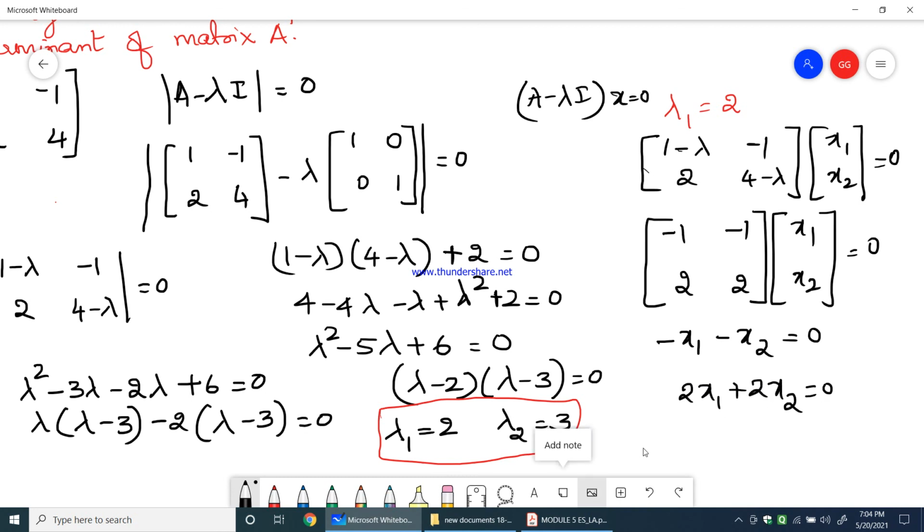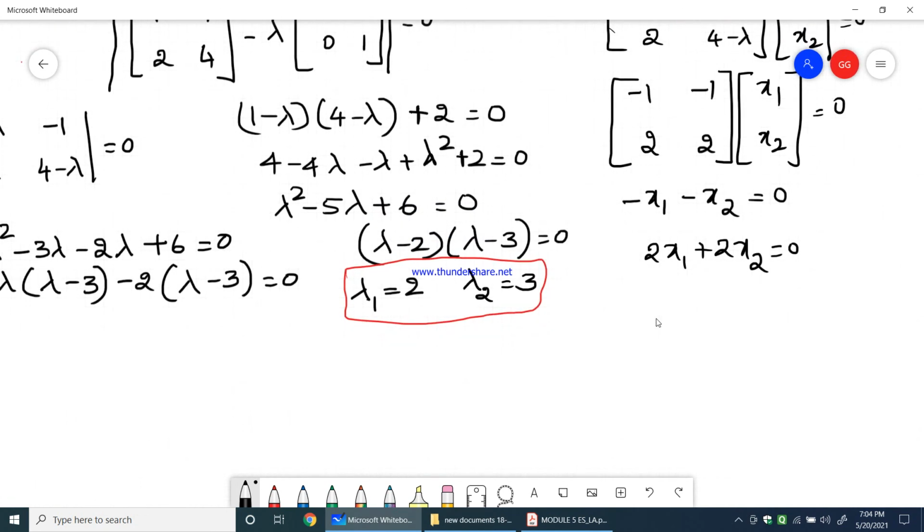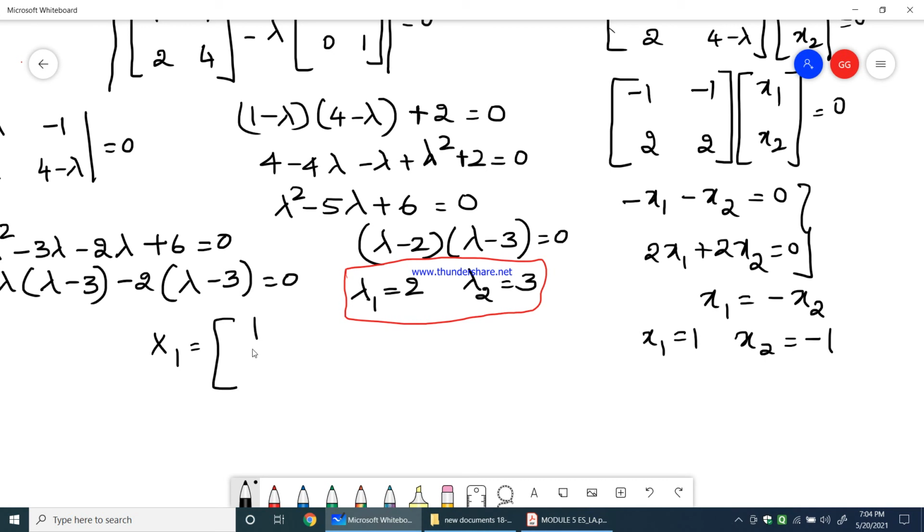So I can say minus x1 minus x2 equals 0, and 2x1 plus 2x2 equals 0. In both the equations, x1 will be equal to minus x2, since the 2 cancels. Therefore, if x1 equals 1, then x2 will be equal to minus 1. So this is the first eigenvector for this matrix, which is [1, minus 1].